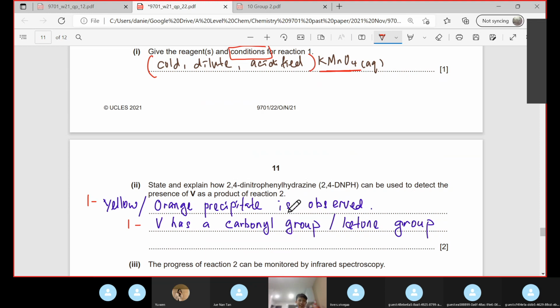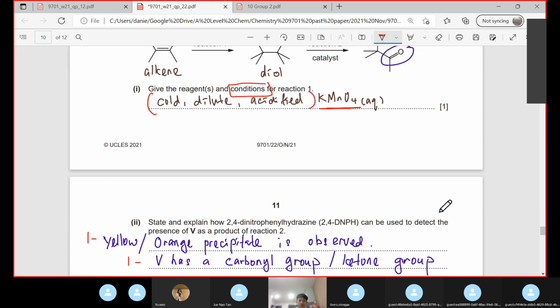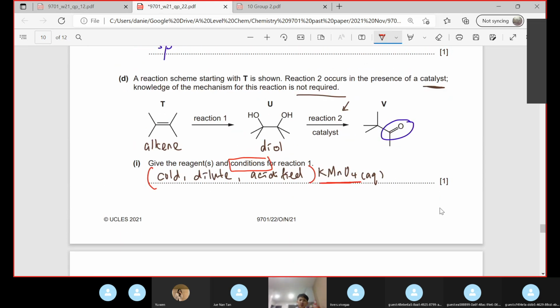Number 3. Progress of reaction 2 can be monitored by infrared spectroscopy. Then the absorption caused by the OH bond is always present because water is used as a solvent. Actually, this statement is okay. Let us look at reaction 2 first. Reaction 2 is from U to V, right? So from here, what we can notice is the OH bond disappears, and C=O comes out.